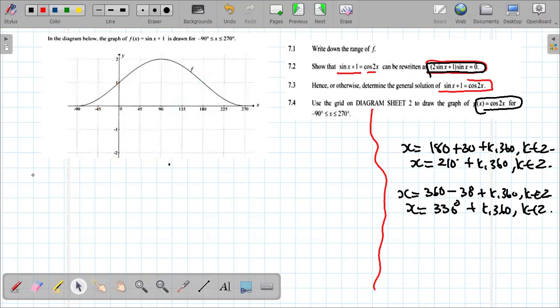Let's start afresh. Tell me the answers. Come on, guys. Negative 90 is negative 1. Negative 45 is 0. 0 is 1. 45 is 0. 90 is negative 1. 135 is 0. 180 is 1. 225 is 0. And 270 is negative 1.